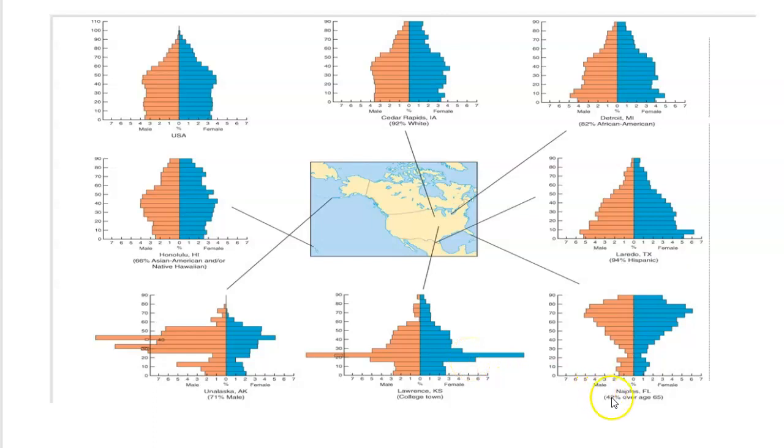And then we can also see Naples, Florida here. Florida is notoriously known for a lot of older people moving there because of a lot of the tax benefits that come with that and the warmer weather. But either way, we do see a much larger proportion of the population being of that older retirement age.